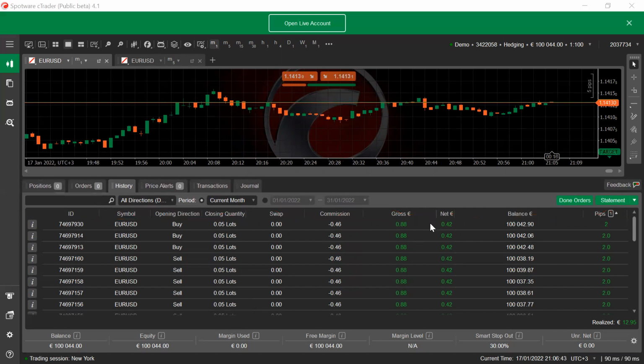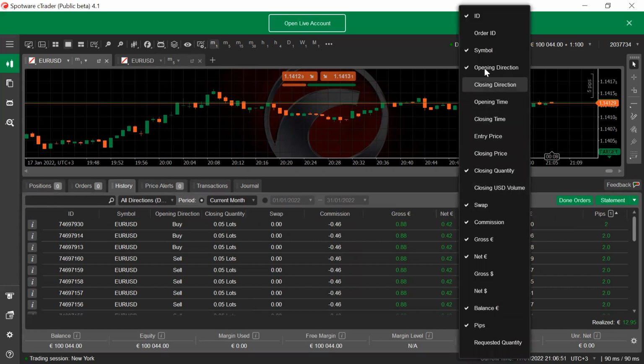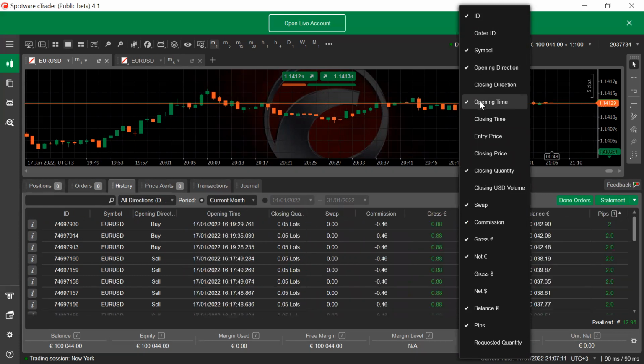Then come here and right click. If I right click anywhere along that line, you see all these options. All these options can actually be here. For example, there's order number, order ID, closing direction, opening time, closing time. So if I wanted to enter opening time, quickly it moves and puts opening time there, as you can see right here.